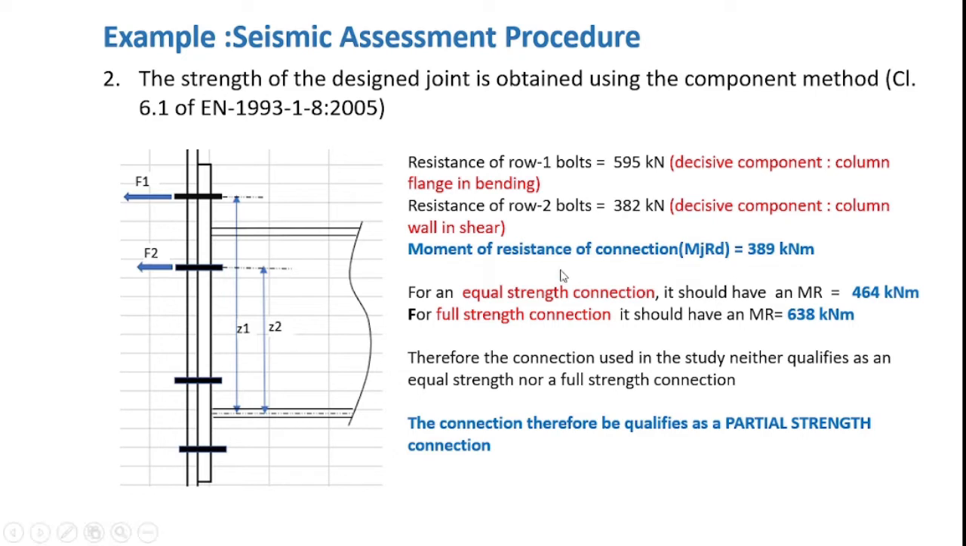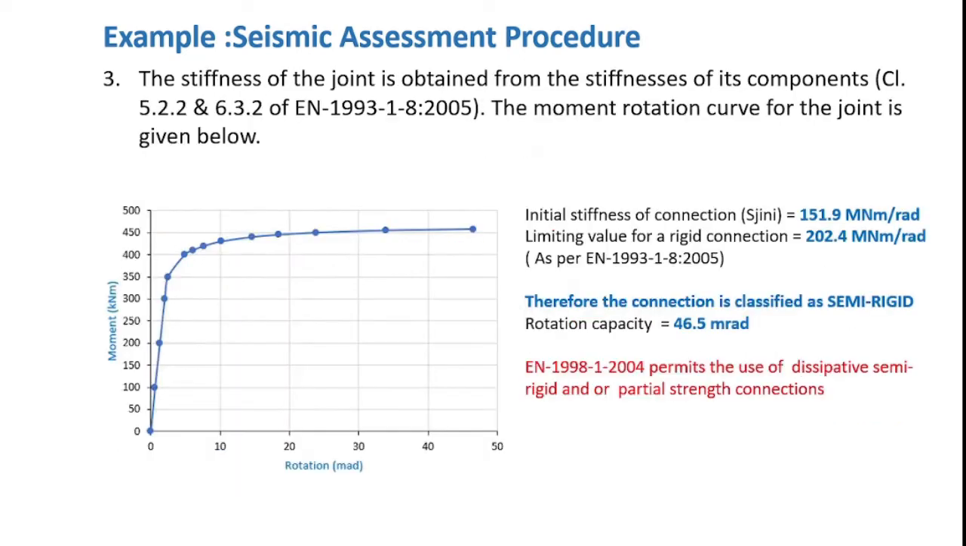Obviously, we find here that the moment of resistance of the connection is only 389 kilonewton meter, which implies that it neither belongs to an equal strength connection nor a full strength connection. And accordingly, we can classify the designed connection as a partial strength connection. So we complete step 2. Now let us move to step 3 of the assessment procedure.